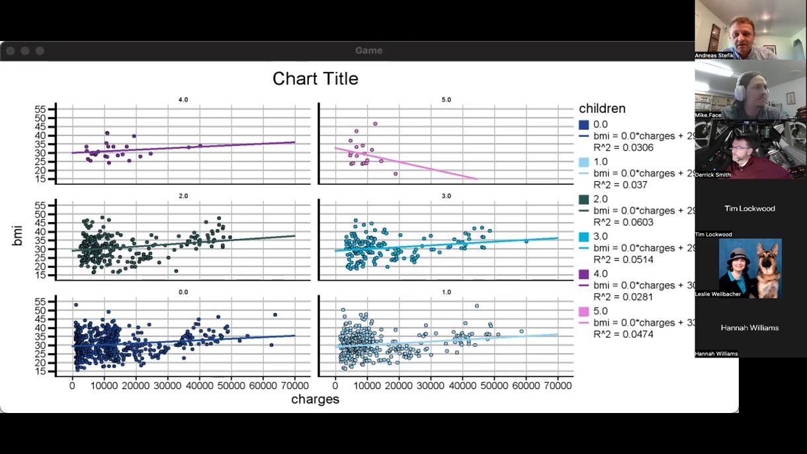So the conclusion that I would draw if I was looking at this chart is that the number of children really doesn't have much of an impact across this particular factor. The number of children as a factor doesn't really impact the relationship between charges and BMI very much, if at all. Does anyone disagree?